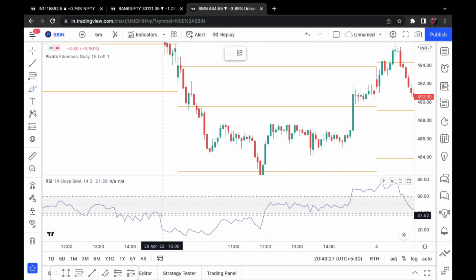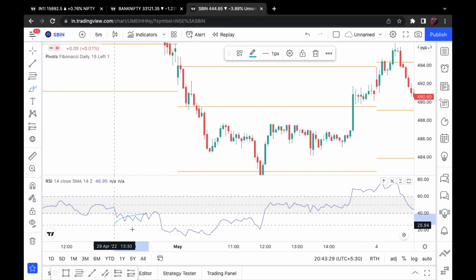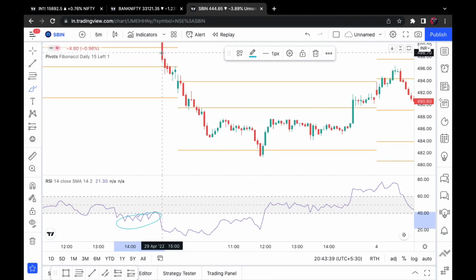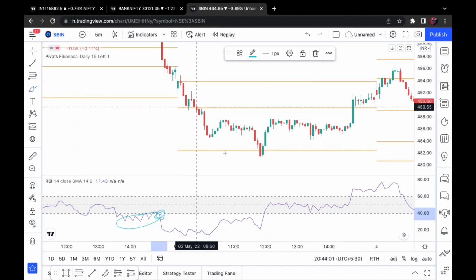Now as you can see, the RSI was below 40 in the previous day. So you can take a bearish trade for the next day, as you can see, and it was a gap down the next day. And you can see, if you haven't bought a put option in the previous day, you can buy a put option on the next day also. As you can see, the RSI was below 40 and you can see a fall.